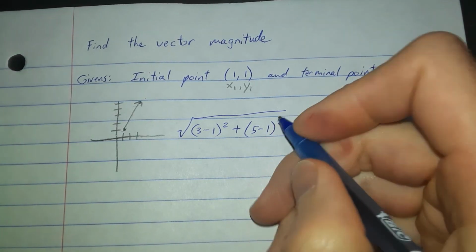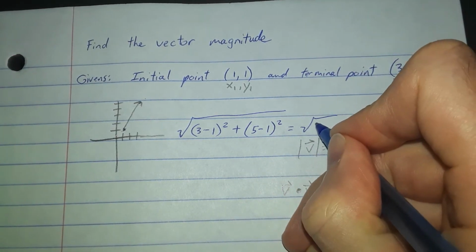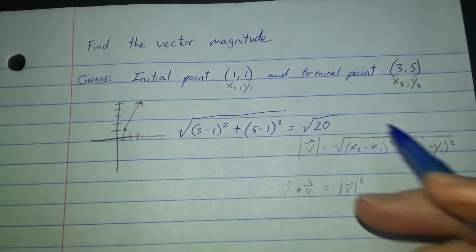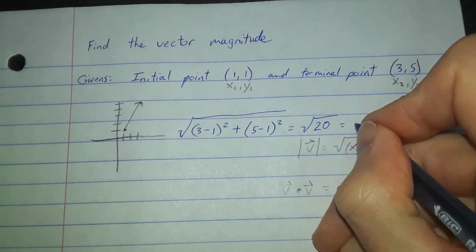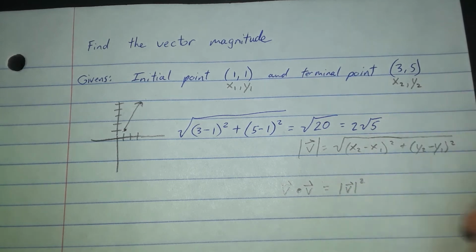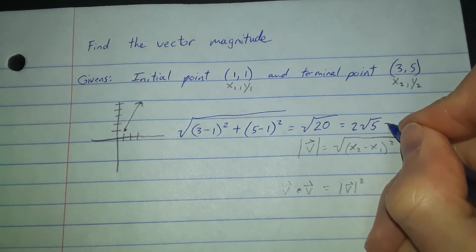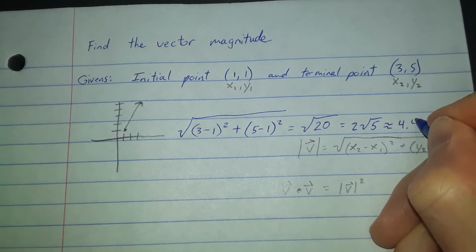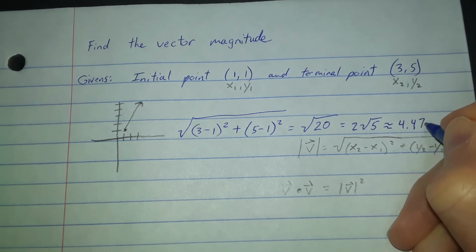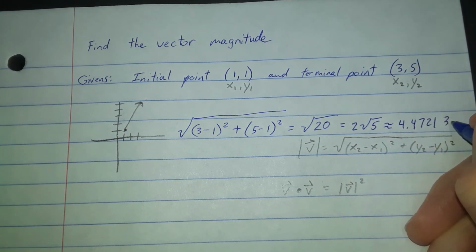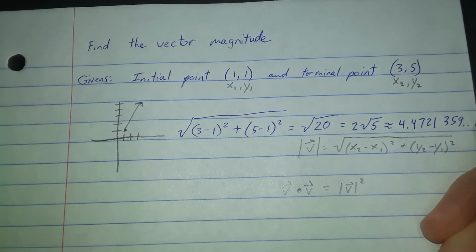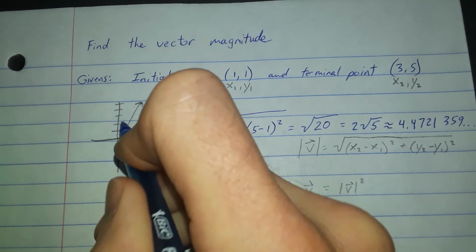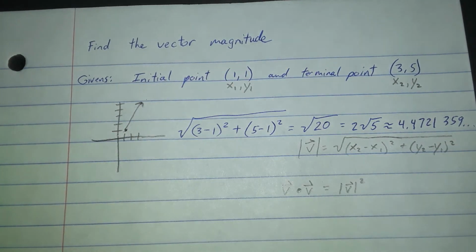When you do this squaring and addition process, you're looking at the square root of 20. This is not going to be a rational number. It's going to be 2 square root of 5, which is approximately equal to 4.472135.9. I'm running out of space. This keeps going because it's irrational. So this is an approximate answer. This is an exact answer. So this is our magnitude. That's the length of this vector here.